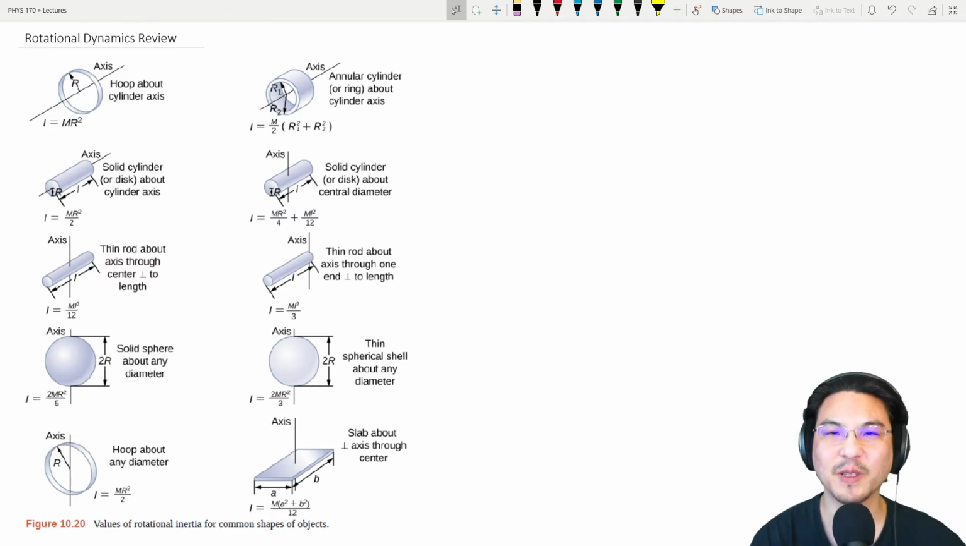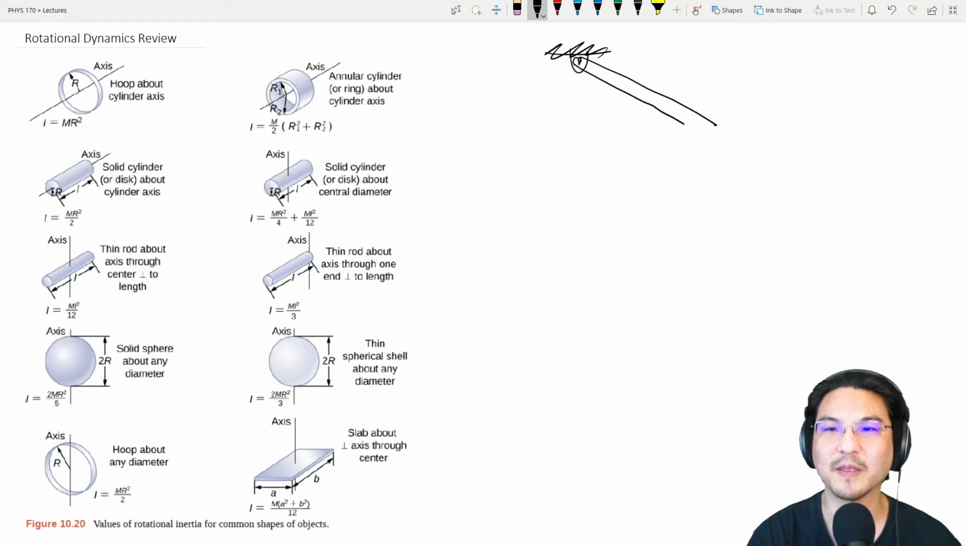Hey everybody, let's do a little bit of review. So for rotational dynamics, let me just make up an example. Let's say you have a pendulum. So like this is a test prototype for a wind turbine blade or something. Okay, so it's basically a bar.